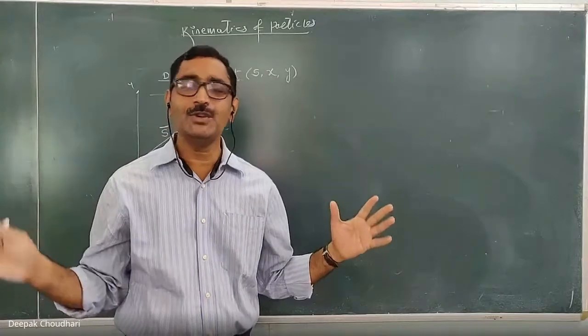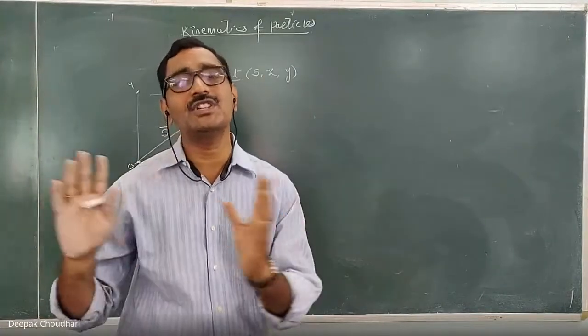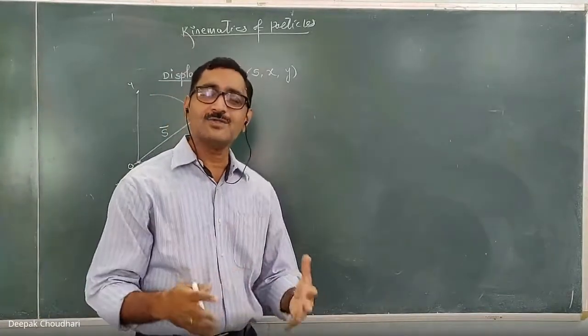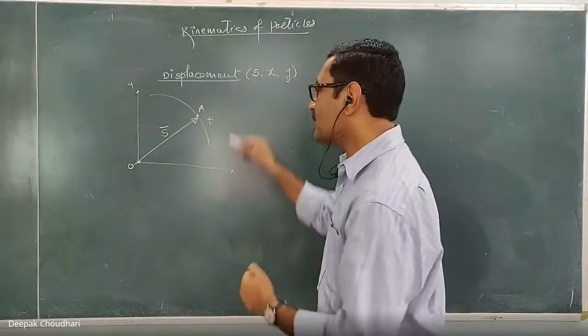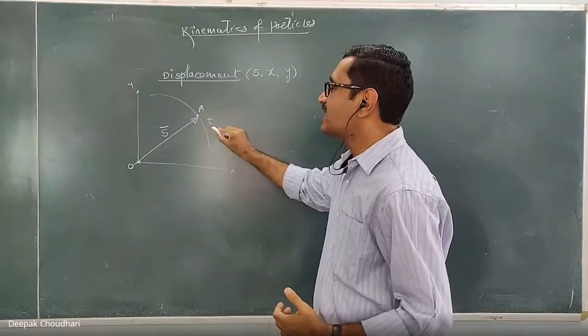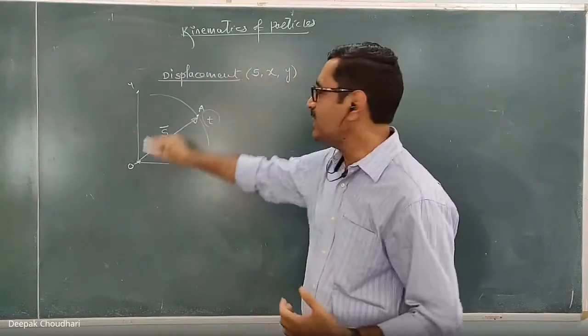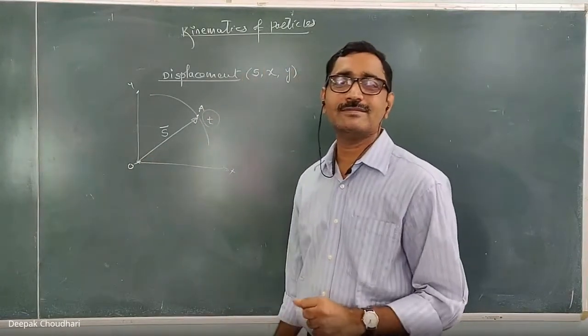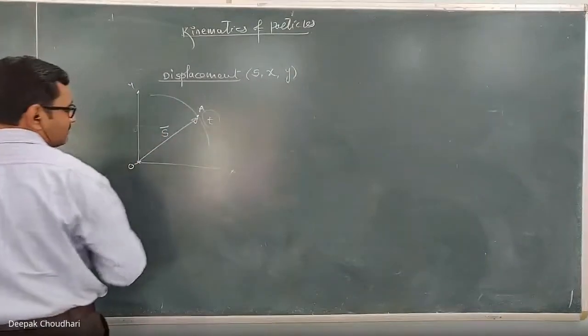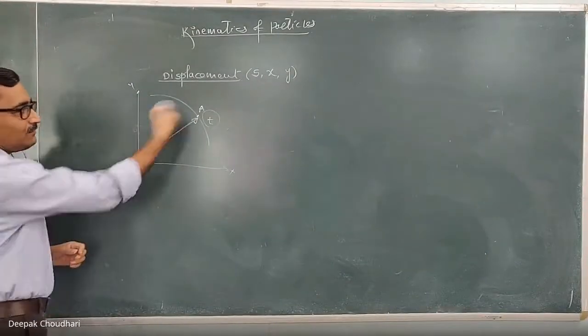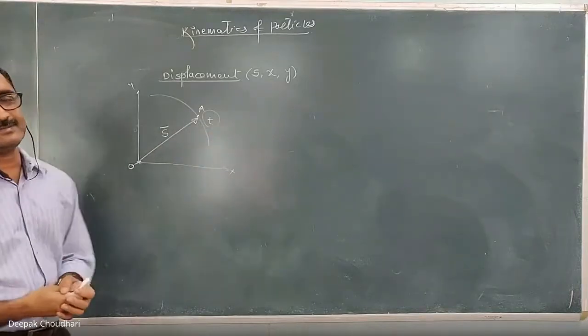So displacement is nothing but a position vector, and if asked to define the displacement, displacement is nothing but the position of a particle at this particular instant of time t with respect to origin. Now origin is a reference point. Without this reference point we cannot express the displacement vector.